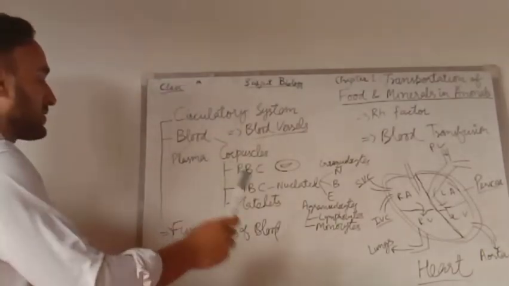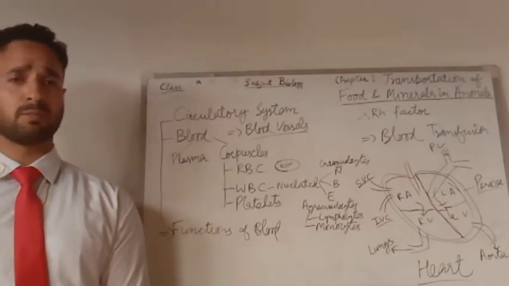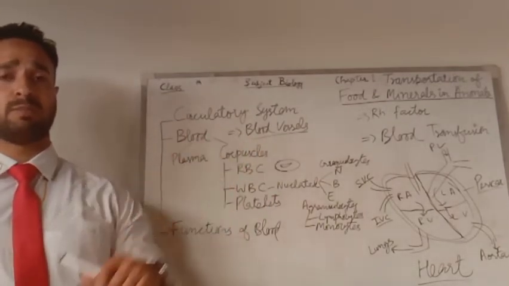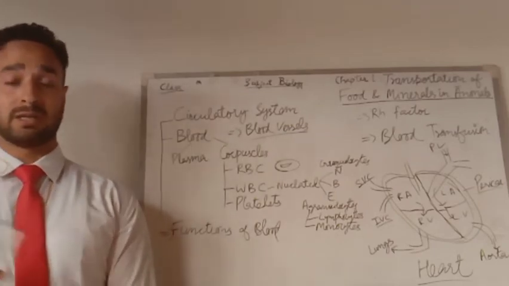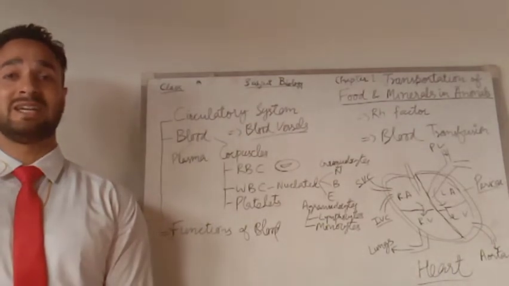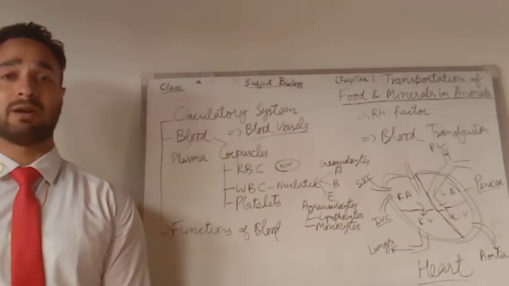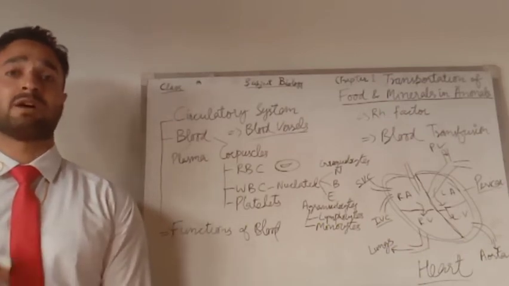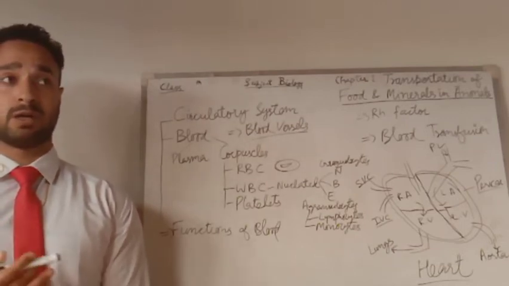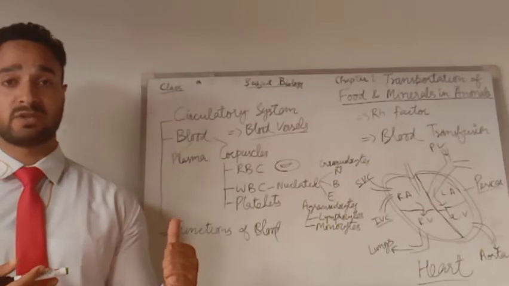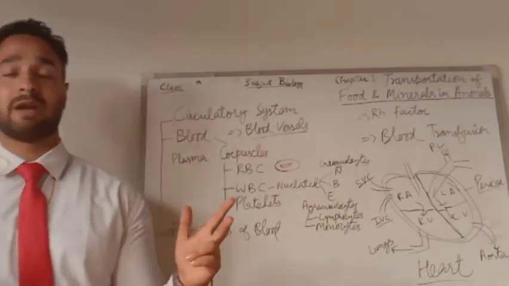Okay, now let's talk about the functions of the blood. Blood has numerous functions. The most important ones we discussed already: RBCs help in the transport of oxygen throughout our body. The WBCs help us fight against infections. And blood platelets have a protein called fibrinogen, which helps in the clotting of the blood. So the functions of the blood are: transport of oxygen, fight against infections, and third, clotting of the blood whenever we have any cut or something.